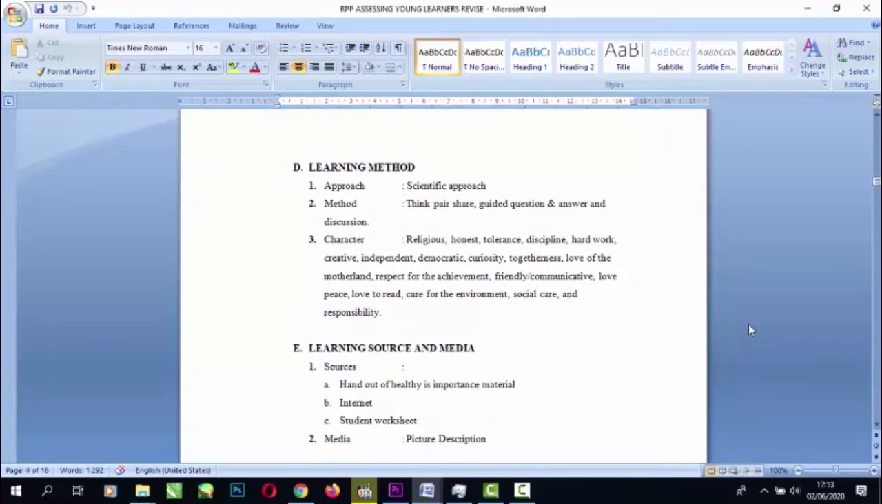The learning method: the first approach is scientific approach. For the method is think pair share, guided question and answer, and discussion. For the character: religious, honest, tolerance, discipline, hard work, creative, independent, demonstrative, courage, togetherness, love, love of the motherland, respect, for the achievement, friendly, communicative, love peace, love tolerate, care for the environment, social care and responsibility.